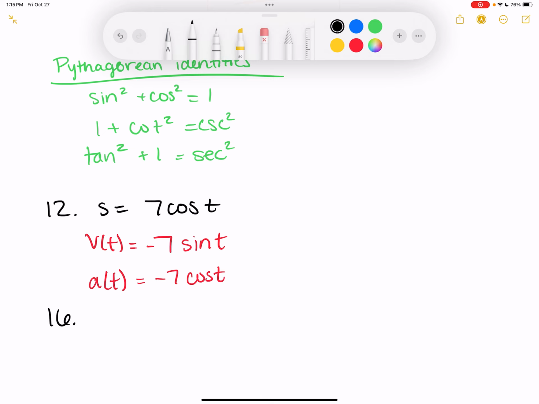All right, 16 says, in exercises 13 through 16, a body is moving in simple harmonic motion with position function s equals f of t. A, find the body's velocity, speed, and acceleration at time t. B, find the body's velocity, speed, and acceleration at t equals pi over 4. So s equals cosine of t minus 3 sine of t.